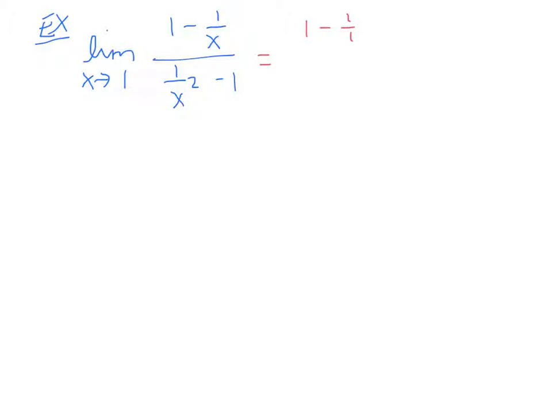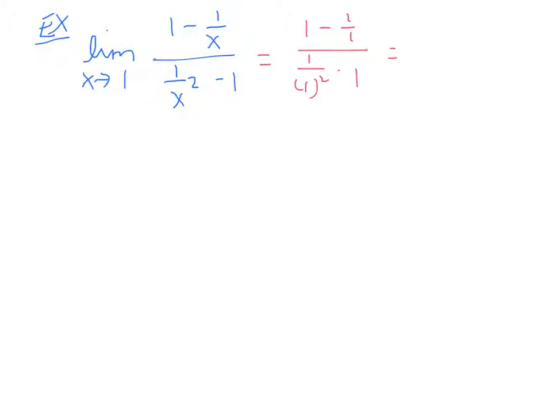All right, so we're going to take a look at another example. We are going to try the problem, the limit as x goes to 1 of 1 minus 1 over x over the quantity 1 over x squared minus 1. And of course, the first thing we always try is direct substitution, so I'm going to put in a 1 for all my 1's. 1 over 1 squared minus 1.